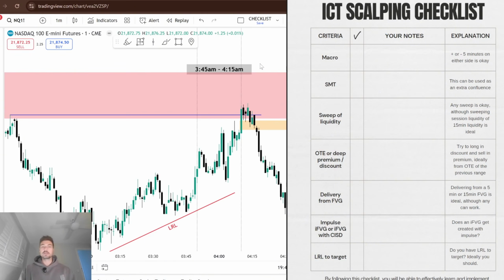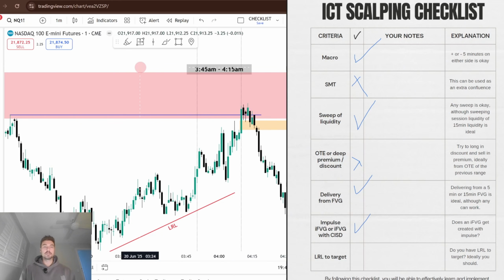In the framework, we can see on the charts, are we inside of a macro or plus or minus 5 minutes on either side? Yes. Do we have SMT? On this day, we didn't. So I'm going to put a little cross. Do we have a sweep of liquidity? Yes, we do. We've got a sweep of buy side, so I'm going to tick this. Are we in OTE or deep premium and discount? No. Why? Because we've swept buy side. Doesn't make sense. Are we delivering from a fair value gap? Yes. Do we have impulse created from an inverse fair value gap? Yes, we do. So I'm going to tick that as well.